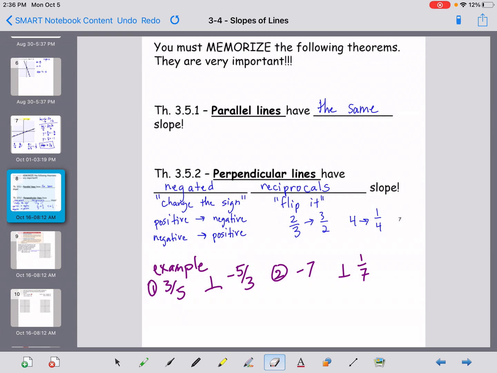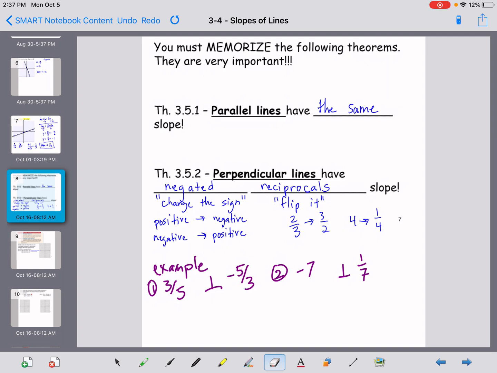Perpendicular lines, on the other hand, have a negated reciprocal slope. That negated word we've talked about before. We've said you change the sign. And reciprocals, that's something you probably haven't heard for a while, but basically you take a number and you flip it. And I've got an example right there.